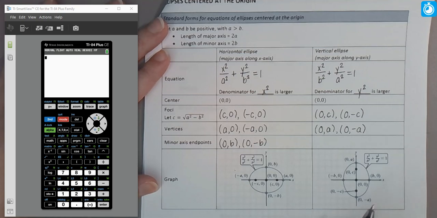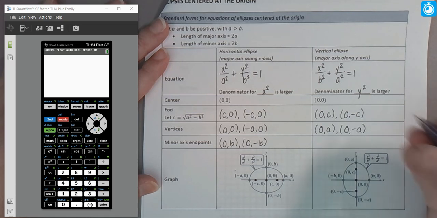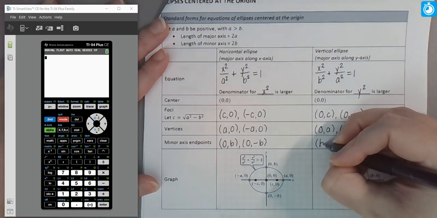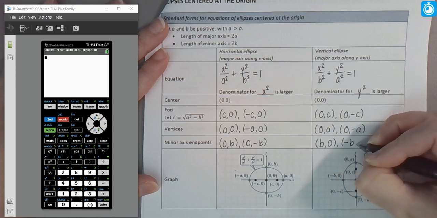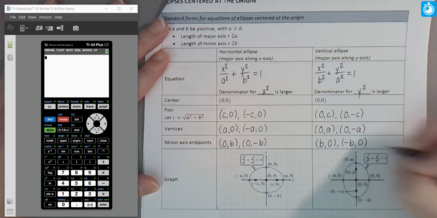And then if we're looking at a vertical ellipse, if our major axis is vertical, then our minor axis, which is perpendicular to that, is going to be horizontal. So that means our Y coordinate is going to be held constant, and then we're transitioning B units in either direction horizontally. So that's going to be (B, 0) and (negative B, 0).